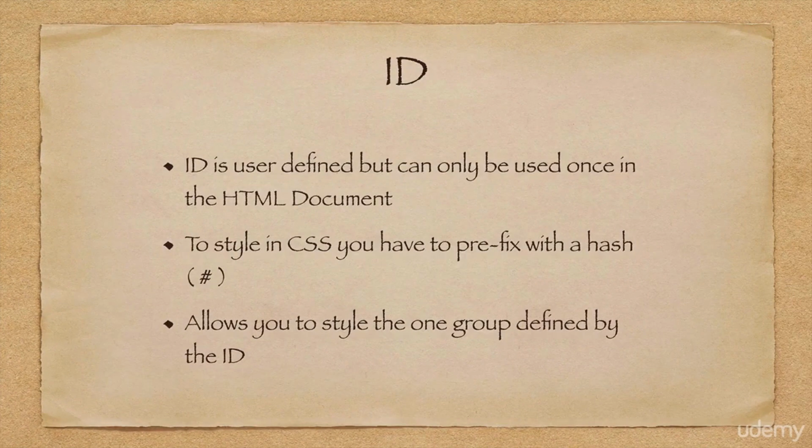ID is very similar to class, but the difference is with a class you can use it more than once within an HTML document. So you can have several groups predefined with the same class. With ID, you can only have it defined once in your HTML document. And to style the CSS for an ID, you need to prefix it with a hash. So you'd have hash and then the ID name. And like the class, it allows you to style a group of items that are grouped under the ID tag.